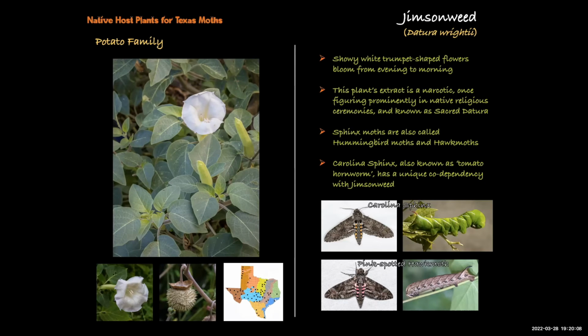The moths that use it are both called Sphinx moths. They're also called hummingbird moths or hawk moths. The Carolina Sphinx moth, which is also known as the tomato hornworm, for those of you who are gardeners, really has a unique codependency with Jimson weed. And it goes something like this. The adult Carolina Sphinx will nectar on the flowers at night, pollinating the plant. It'll also lay its eggs on the leaves.